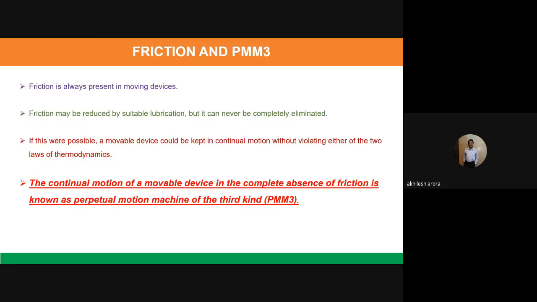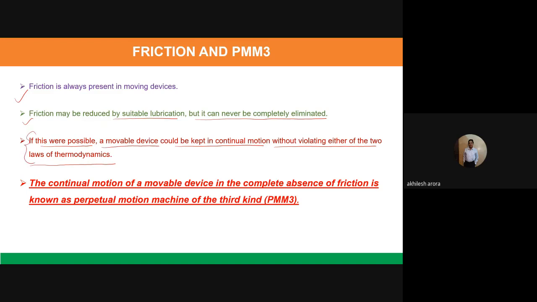Now, friction and perpetual motion machine of the third kind. Friction is always present in moving devices. Friction may be reduced by suitable lubrication, but it can never be completely eliminated. If this were possible, a movable device could be kept in continual motion without violating either of the two laws of thermodynamics. So, what is a PMM3 actually? What does this statement actually mean?